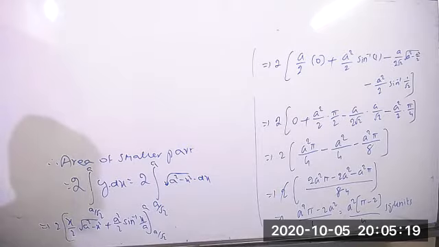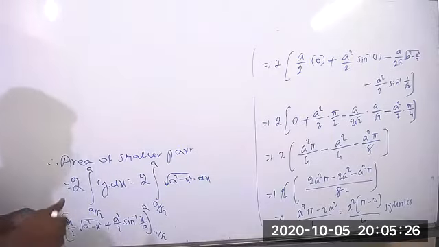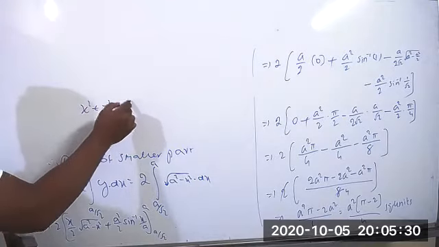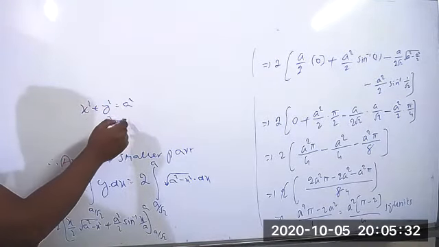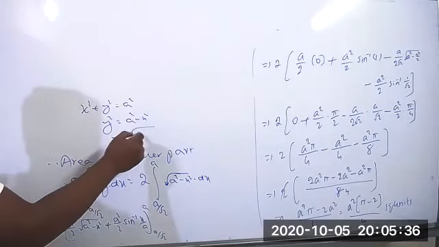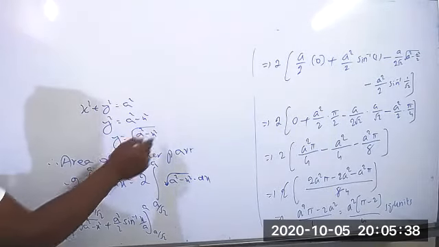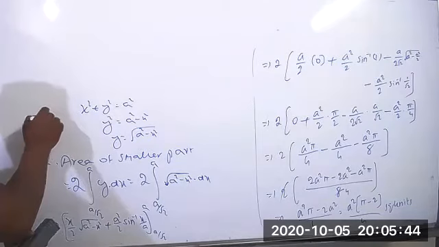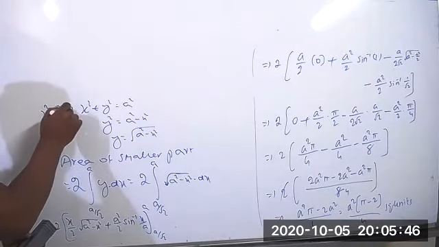Just now you erased the equation you had written. That equation, x square plus y square equal to a square. We're taking y square equal to a square minus x square, then y equal to square root of a square minus x square. Correct? Suppose we take x square equal to a square minus y square, and x equal to root of a square minus y square.